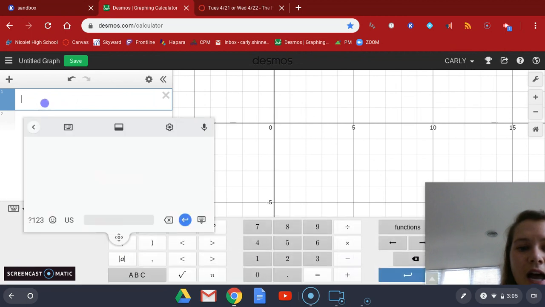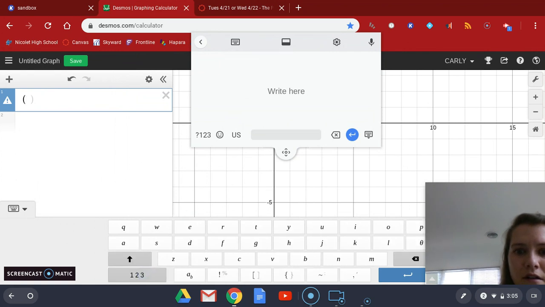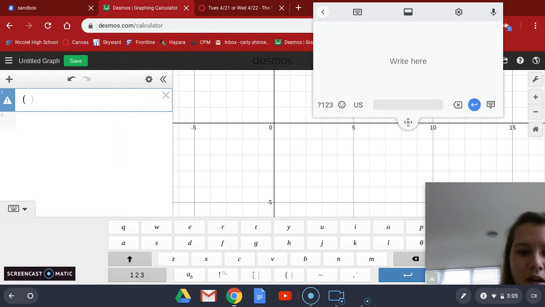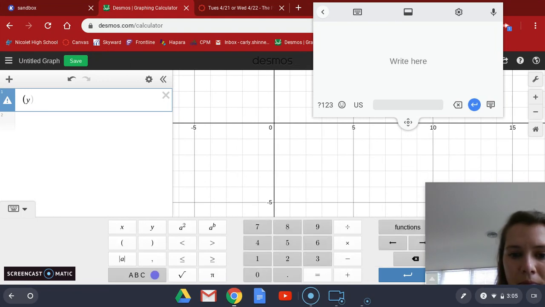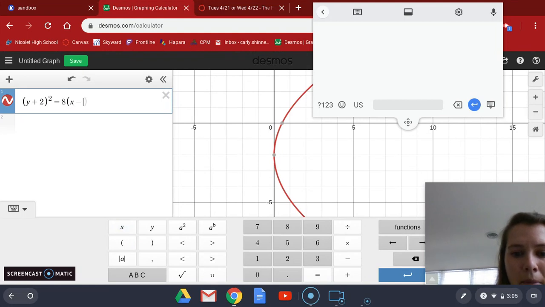So let's clear this out. Parenthesis, go away. I don't really know how to get rid of this thing. Anyone know? Go away.